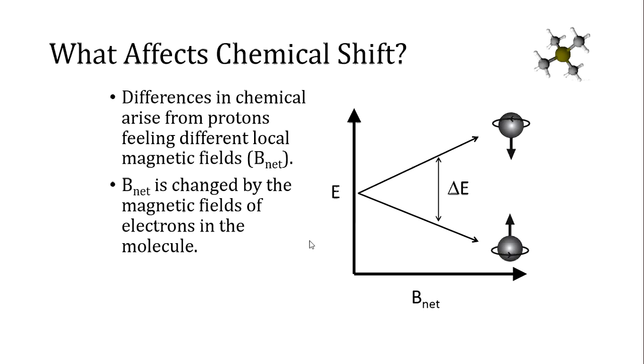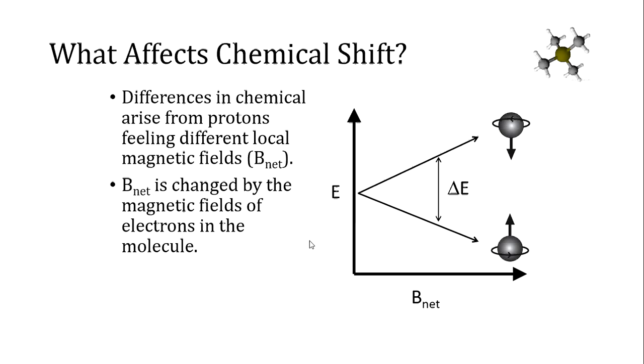What affects that chemical shift? The chemical shift is dependent upon the magnetic field that is being felt by an individual proton. As I mentioned in a previous video, the bigger the field felt by the proton, the larger the energy difference between the two spin states, and the higher the radio frequency energy required to flip them. So now we're no longer talking about the applied external field. We're talking about something called the local magnetic field.